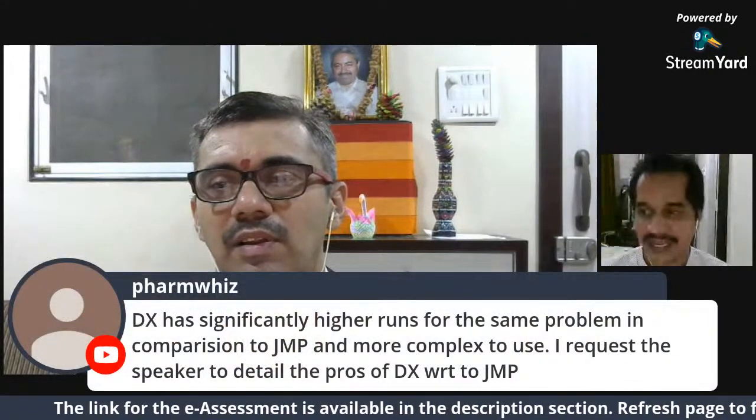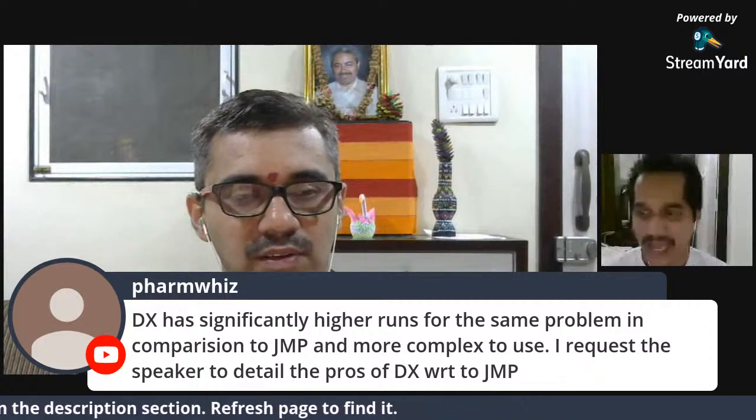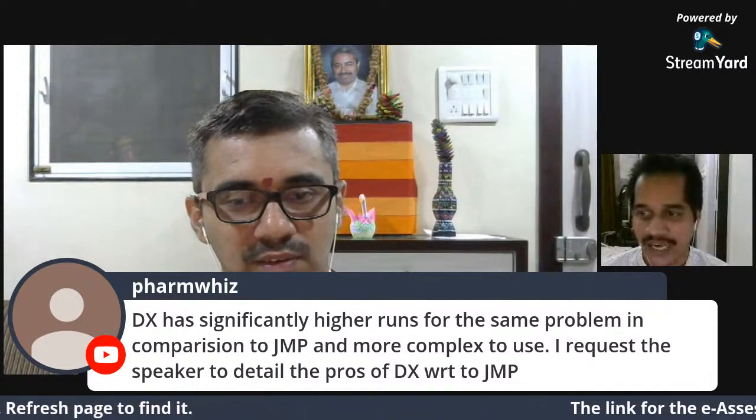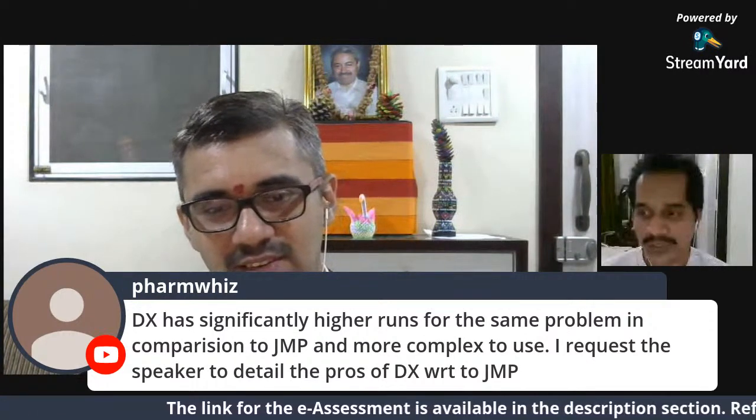DX has significantly higher runs for the same problem in comparison to JMP and is more complex to use. I request the speaker to detail the pros of DX with respect to JMP.